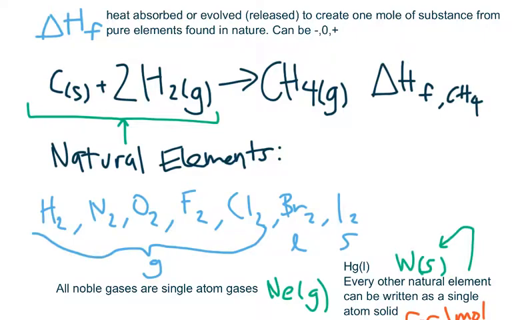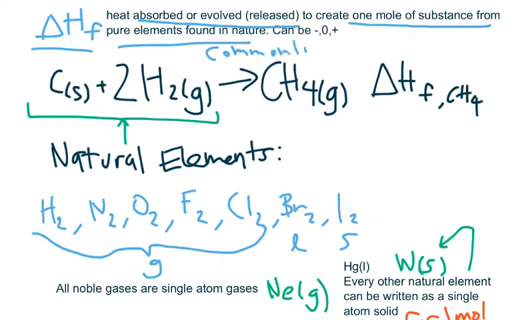Hey everybody, in this video, we will learn about another way scientists determine the ΔH of reactions. But we need to learn about what ΔH of F, or the heat of formation, means. The ΔH of F is the energy or heat absorbed or evolved to create 1 mole of substance from pure elements found in nature, and to be more specific, found most commonly in nature.